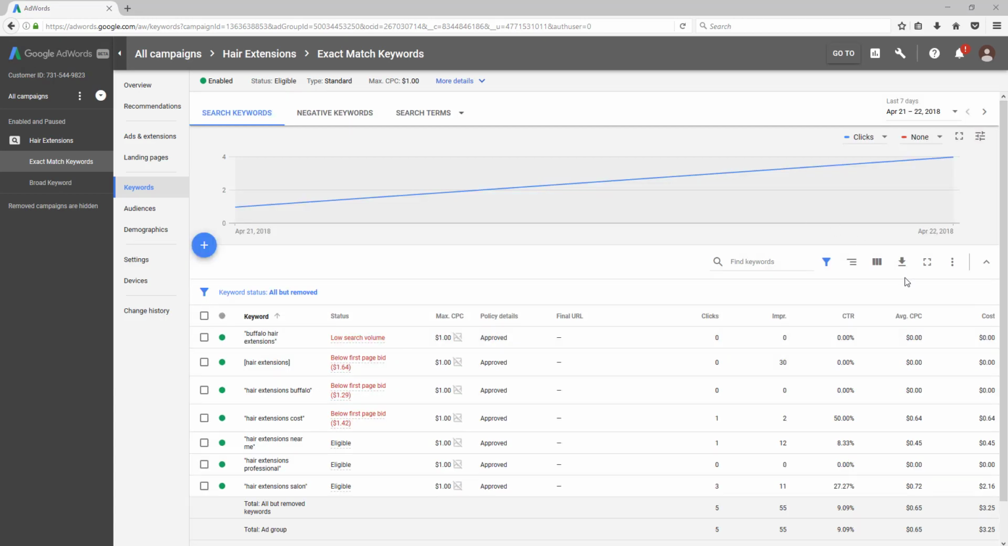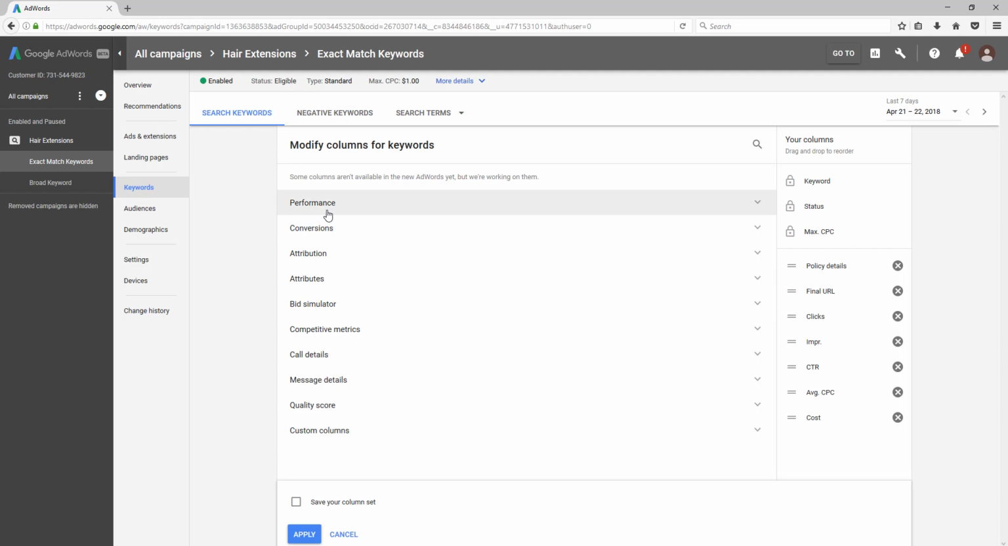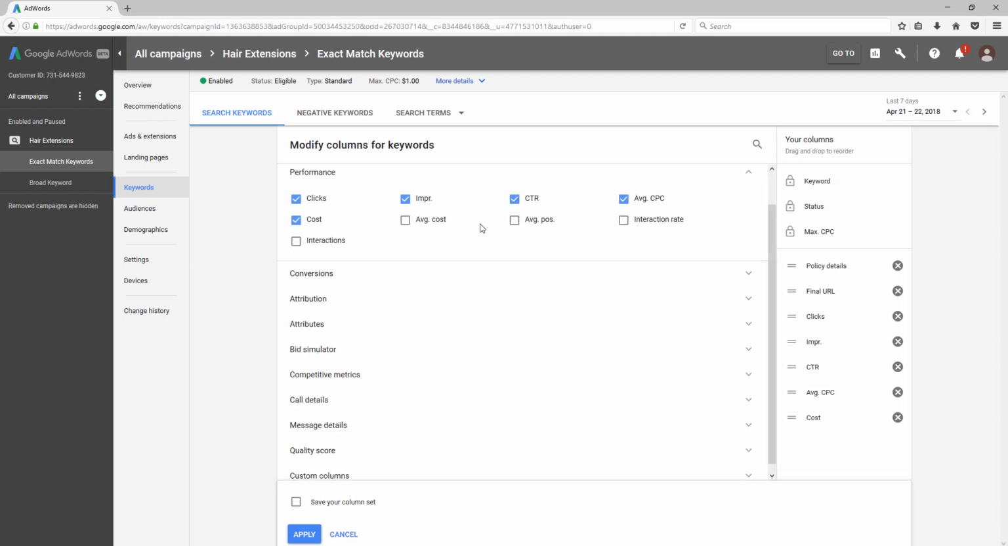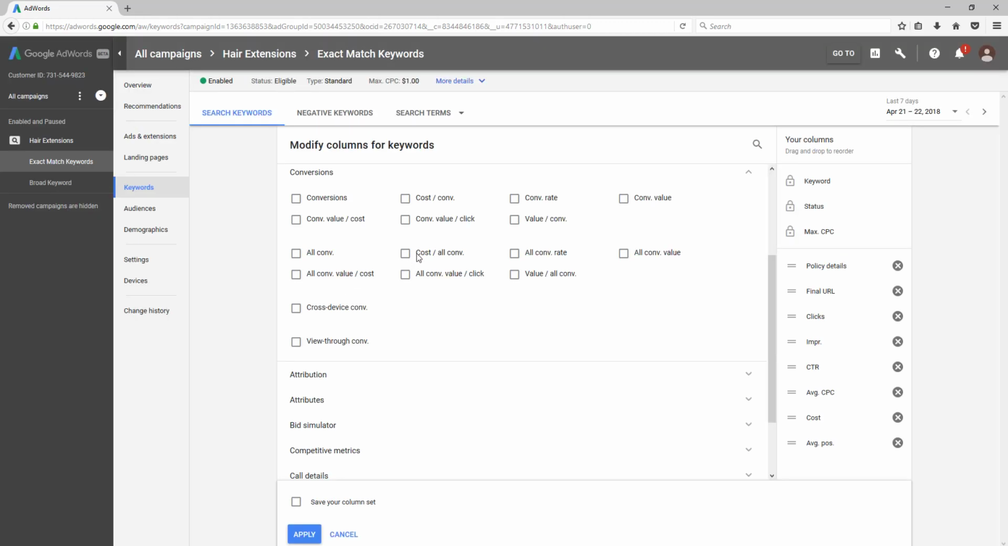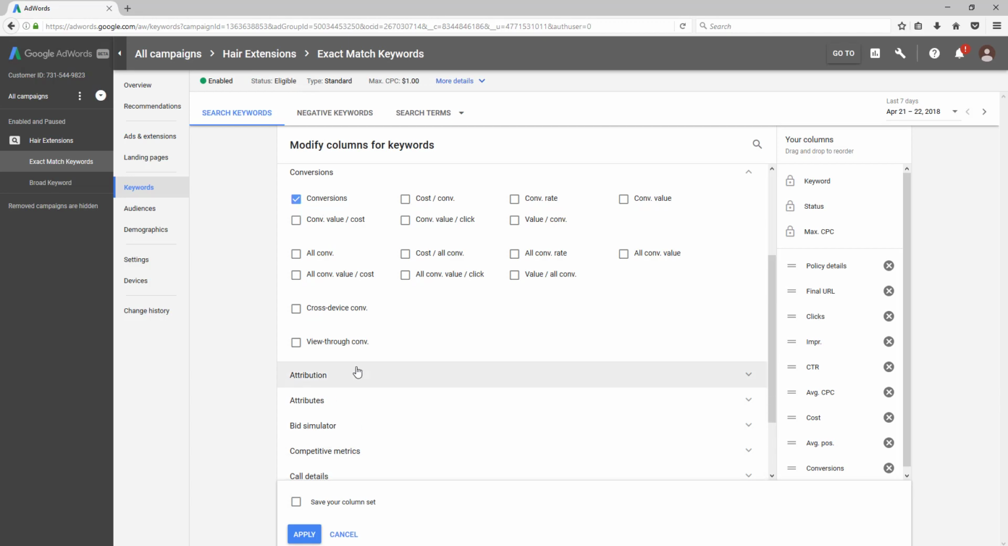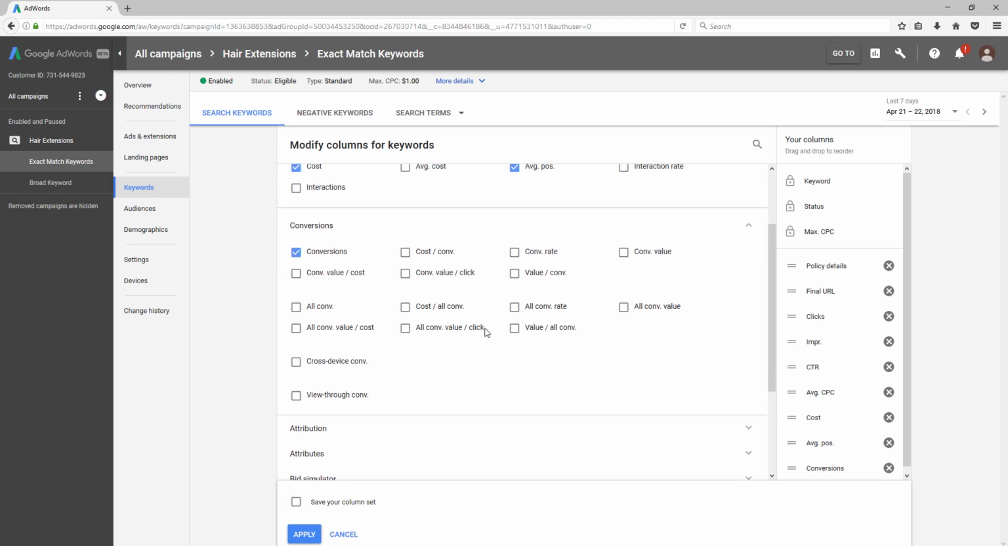So real quick, I haven't added these yet. I just wanted to show you how we can get a little bit better information over here. This is probably stuff that you're going to want to know. I'm going to click on this modify columns button, and then I can add some stuff that I want to see that's going to give me some good information. I want to see the average position where my ads are showing up. For conversions, I definitely want to see conversions and cost per conversion, but I didn't set up conversion tracking, so there's not much I can do with it. I'm going to put it in there anyway just so I can show you where it is.